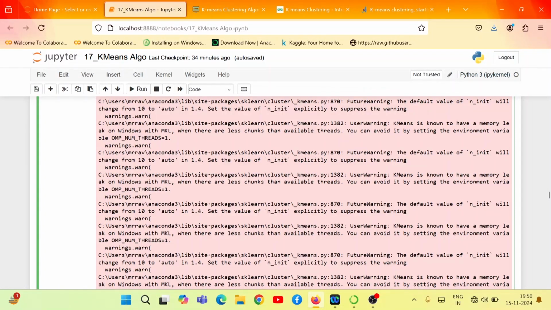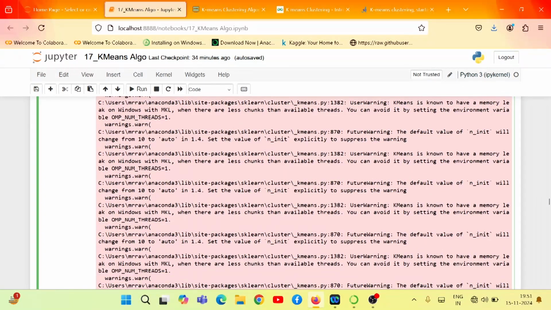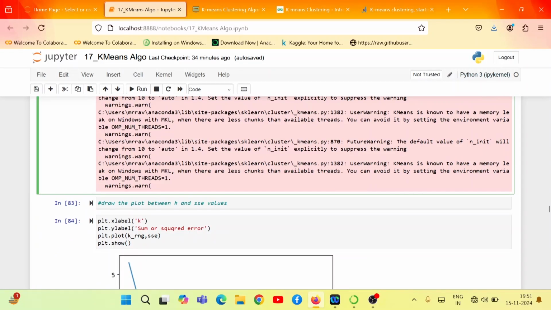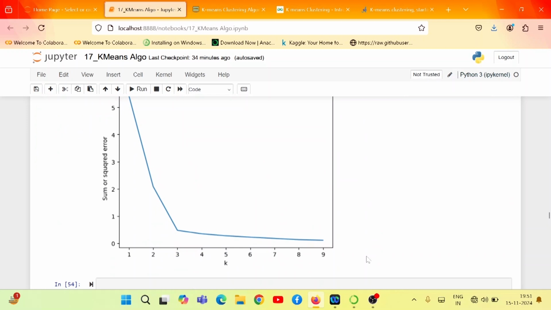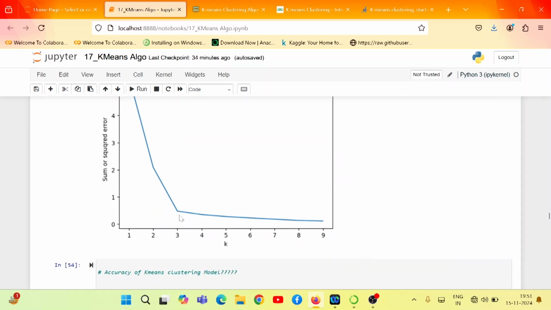Now that we have the k values in k_rng and the SSE values in the list SSE, we can draw a plot between k_rng and SSE. If you plot it, it clearly shows that the elbow point is at 3, and hence the optimum value of k should be 3. That means the given data points can be classified into 3 groups in the best possible manner. This is what we have got from the k-means model.